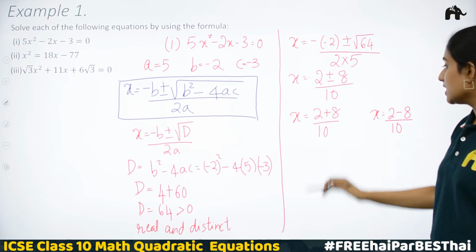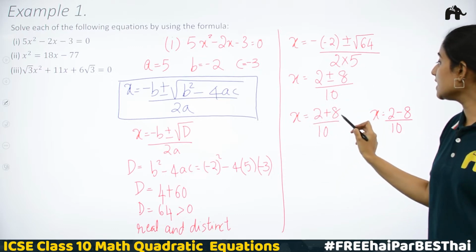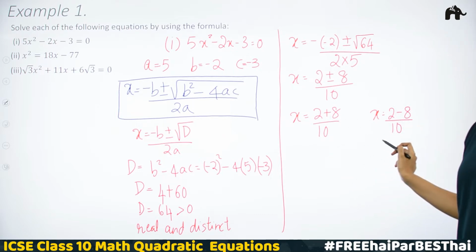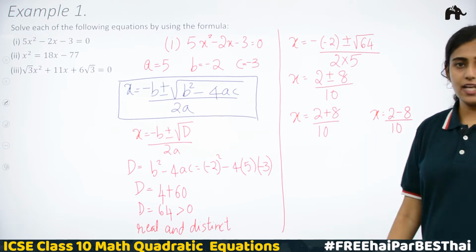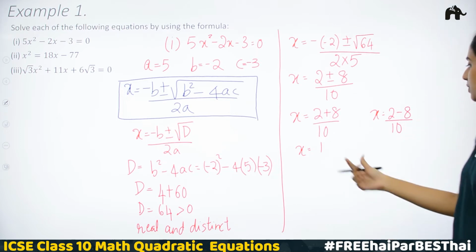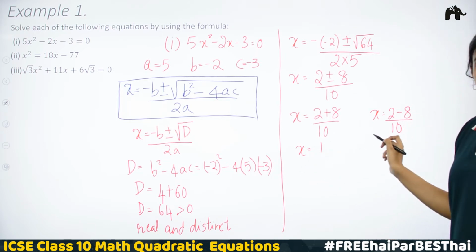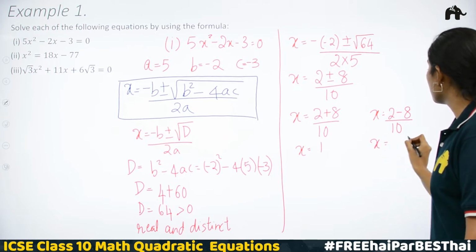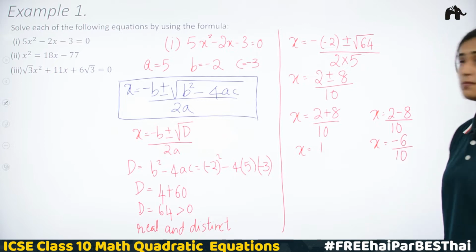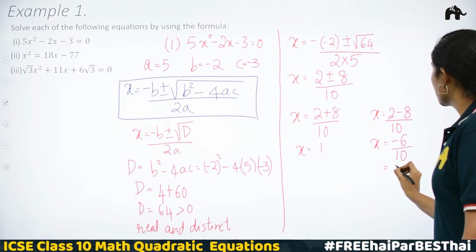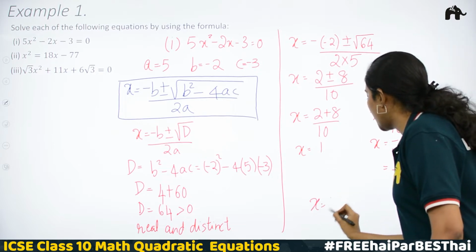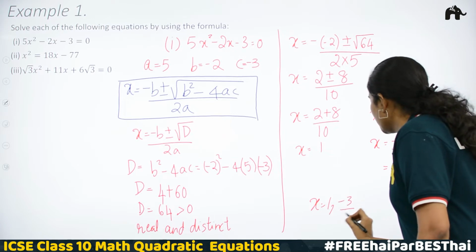Here in this question, the value of x can be 2 plus 8 by 10, or x can be 2 minus 8 by 10. What is 2 plus 8 by 10? The value of x will be equal to 1. Then what about the second? x is equal to minus 6 divided by 10. What is minus 6 divided by 10? Minus 3 by 5. The value of x is equal to 1 or minus 3 by 5.